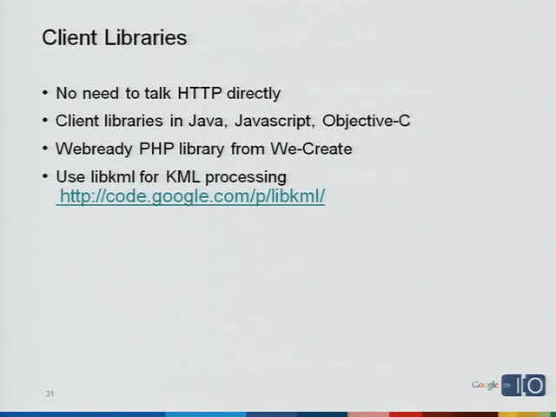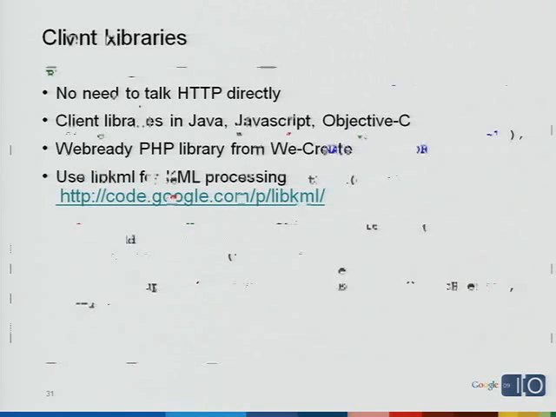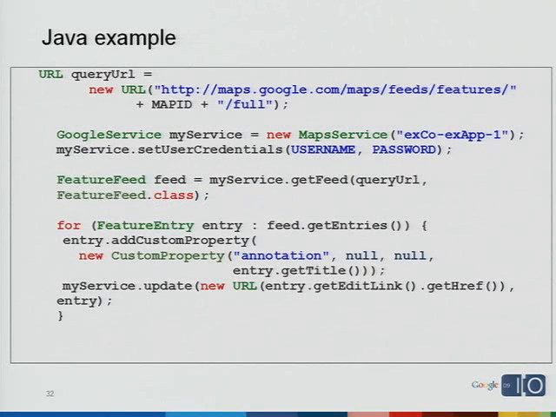If you want code to help you parse the KML, we have that also available for download. There's something called libKML. The code is written in C++, but there are SWIG bindings for a variety of different languages. And here's just an example, a very simple program written in Java, just to show you how the client libraries work. So the first thing we're doing is constructing a URL for a particular feed. This is the feature feed for a particular map.